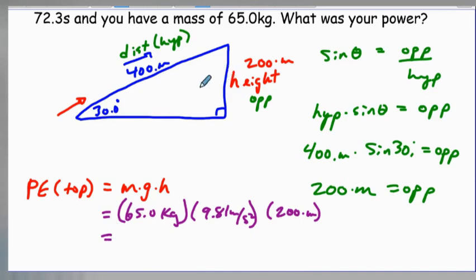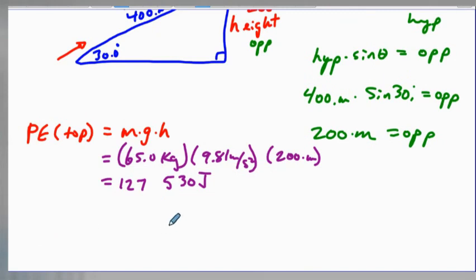Okay, so the potential energy at the top here is going to be 127,530 joules. Let's see, does that seem about right? Let's see, 10 times 200, that's 2,000. Yeah, that sounds about right. Okay, so that's the potential energy at the top of the hill.